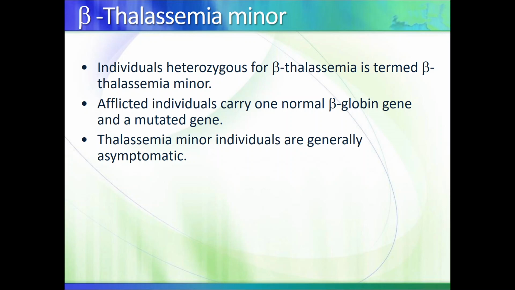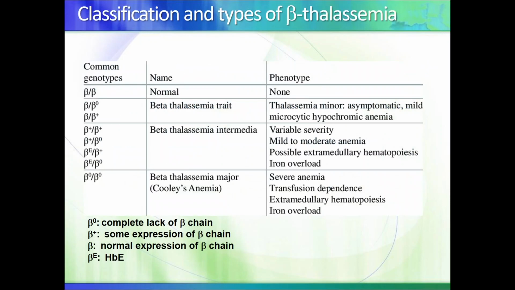Okay, asymptomatic. So they are classified also into different types depending on severity. If you have beta null, there is no production whatsoever from the beta globin gene. This is known as beta thalassemia major. These are the phenotypes: severe anemia, transfusion dependent, there's iron overload, and so on.